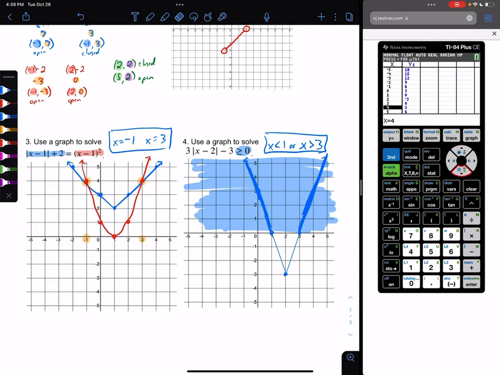So let's get rid of that. We'll just write those in there. All right, that's it for 4. Greater than is above the x-axis, less than would be below the x-axis. This is a greater than, so we want the values above.